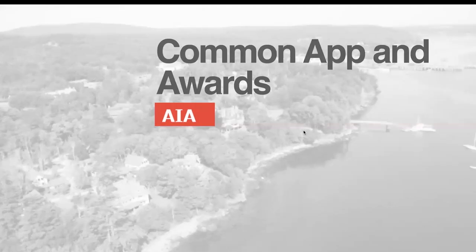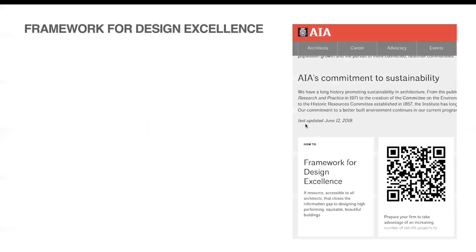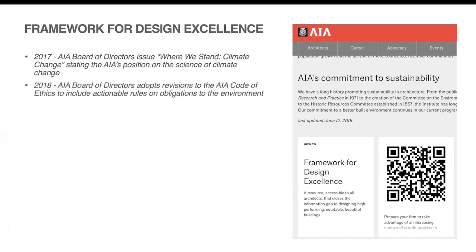So, the Common App in awards has been part of AIA National for about a half decade. Basically, it is a framework that has a name that makes it seem different than the Framework for Design Excellence, but it's really just part of that same overall initiative. So in 2017, when the board of directors at AIA National stated a position on the science of climate change, they also adopted revisions to the Code of Ethics that included actionable rules on obligations to the environment.